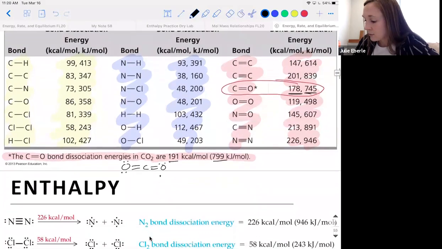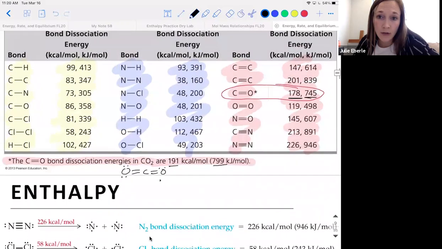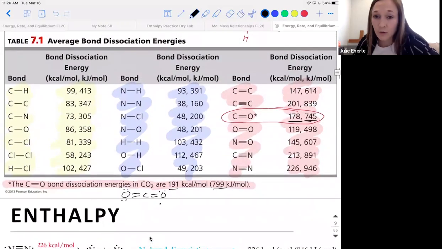All right, so that's the table. We're going to come back to this table a lot. When you do the lab, by the way, Thursday, Friday, we're going to be using this table. So this is actually printed on the first page of your lab.